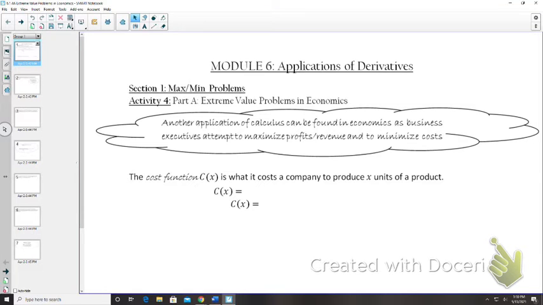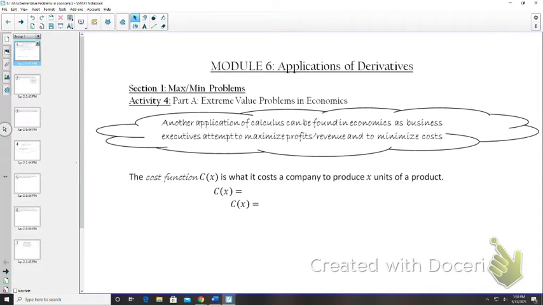Alright, so for today's video lesson, we're going to do extreme values, and these are problems in economics. This is part of our section 1, max-min problems, and here we are applying them to economics. This application is for executives or people who own the company. They want to, of course, maximize profits or revenue. But at the same time, they also want to minimize costs. So this is a really good application for derivatives.